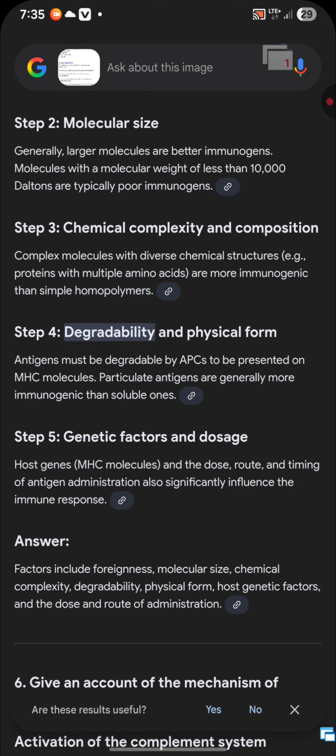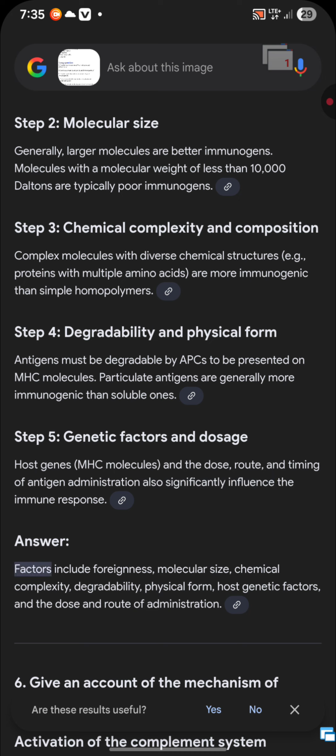Step 4. Degradability and physical form. Antigens must be degradable by APCs to be presented on MHC molecules. Particulate antigens are generally more immunogenic than soluble ones. Step 5. Genetic factors and dosage. Host genes, MHC molecules, and the dose, route, and timing of antigen administration also significantly influence the immune response.